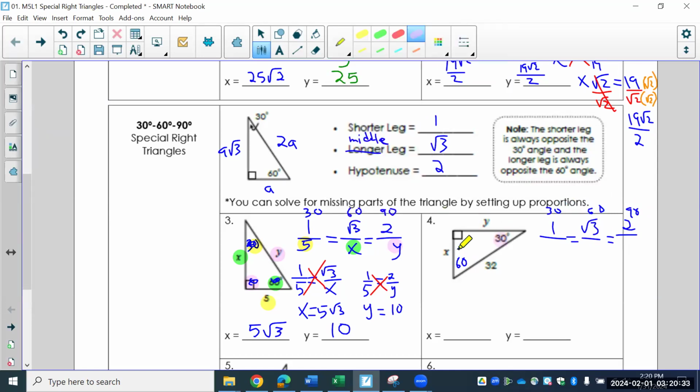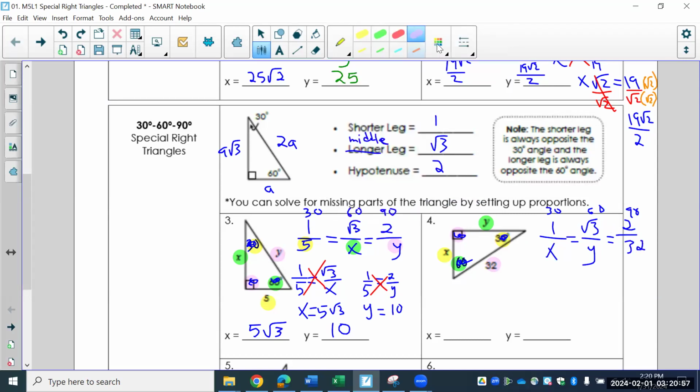So across from the 30, I would have x. Across from the 60, I would have y. And across from the 90, I'd have 32. That methodical going in order, maybe if you need to, crossing these out so you don't accidentally write them down, that's the way to be successful. So this one would be X, this one would be Y, and this one would be 32.